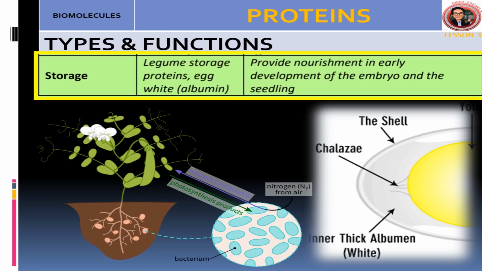Last function, as storage proteins, na karaniwang matatagpuan sa legumes ng halaman at maging sa albumin. Storage proteins primarily provide nourishment in early development of embryo and the seedling. Proteins are made from amino acids, and many storage proteins serve as reserves of amino acids in embryonic and developing organs or organisms. This is true in both animals and plants.